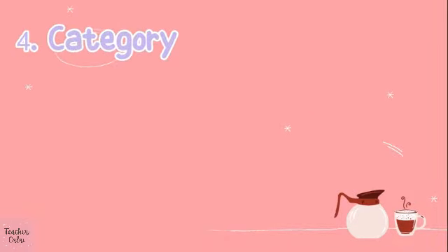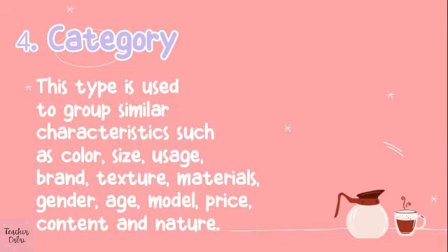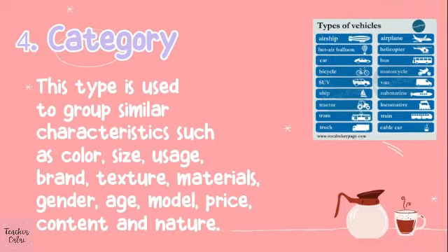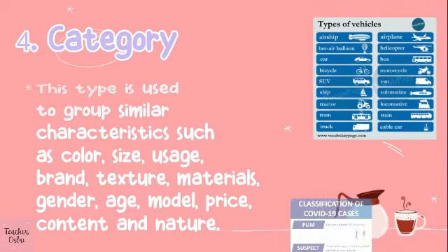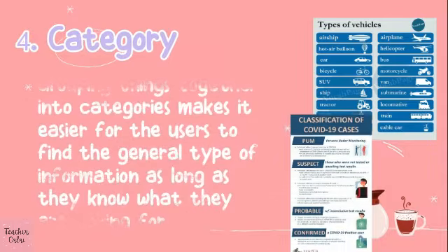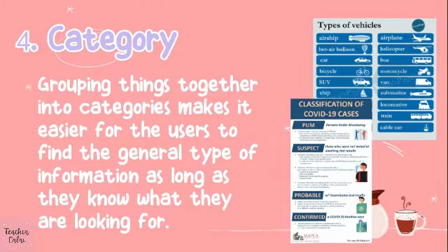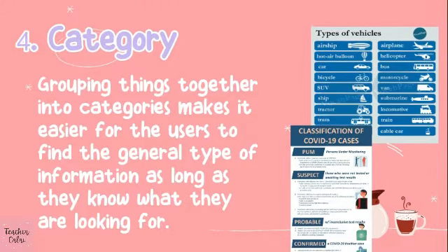The fourth one is category. This type is used to group similar characteristics such as color, size, usage, brand, texture, materials, gender, age, model, price, content, and nature. Grouping things together into categories makes it easier for the users to find the general type of information as long as they know what they are looking for.